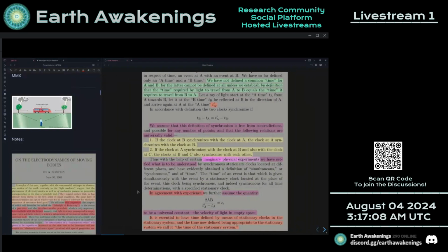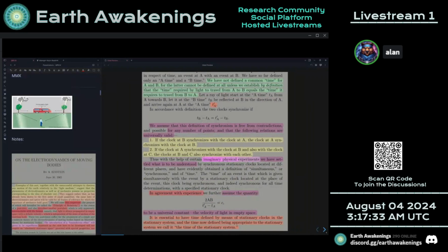All right, 1 second. All right, so here he's laying out the rules for clock synchronization, and he's saying that based on the one-way speed of light, how he's deriving this is that the time for the propagation that would go from A to B would be equal to the time from B to A.